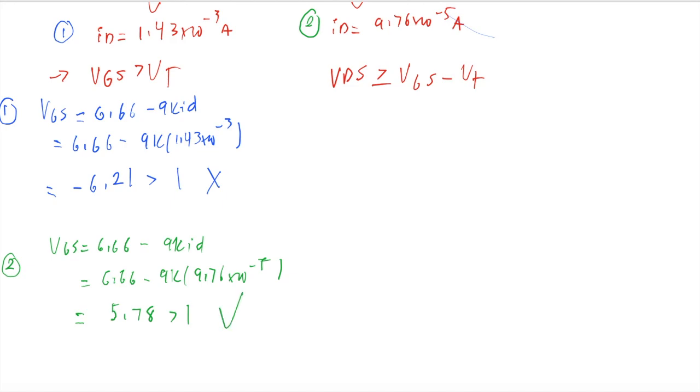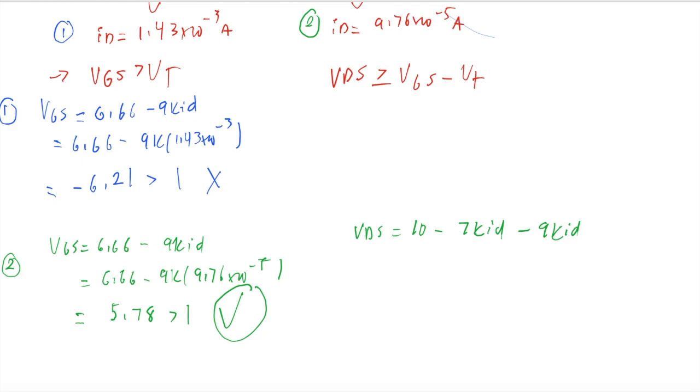So we know that this will be our current, but just to make sure, let's try current 2 in VDS is greater than or equal to VGS minus VT. Now VDS, if we look back at the circuit above, which I highly suggest you guys draw out, we can see that VDS equals 10 minus 7k ID minus 9k ID.